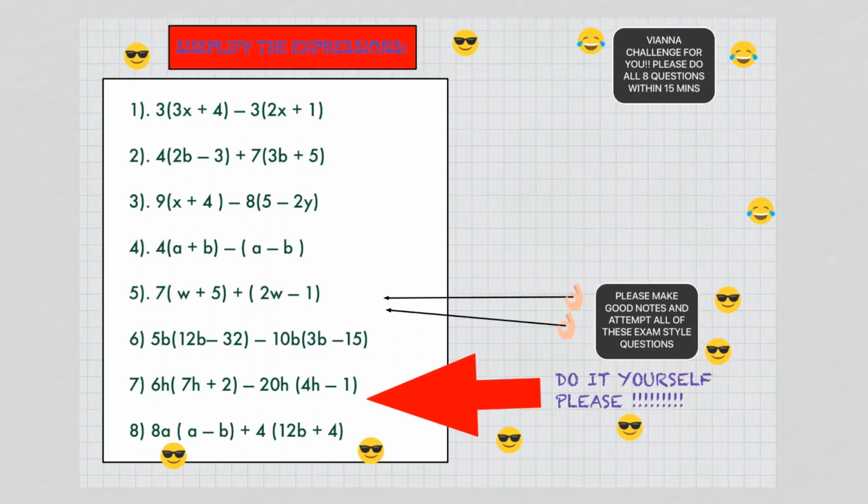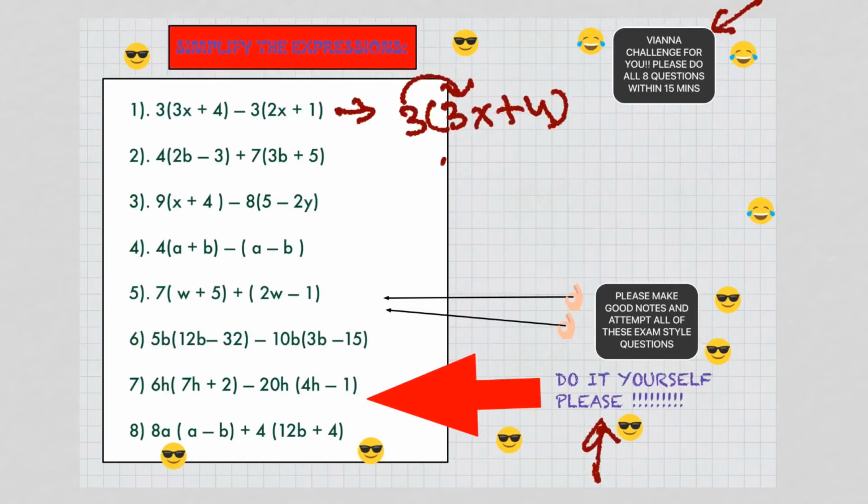Last part for this one is simplifying the expressions. So we do simplifying the same thing, but we have two things in a bit longer form. So what you do for this one is, I'm just gonna do one question, and then all the remaining questions you can do yourself, please. It's a little bit of a challenge as well in this one. So 3 times 3x plus 4, so we're gonna times 3 with 3x, which is 9x, and then 3 with 4 is 12. So the first part is done.